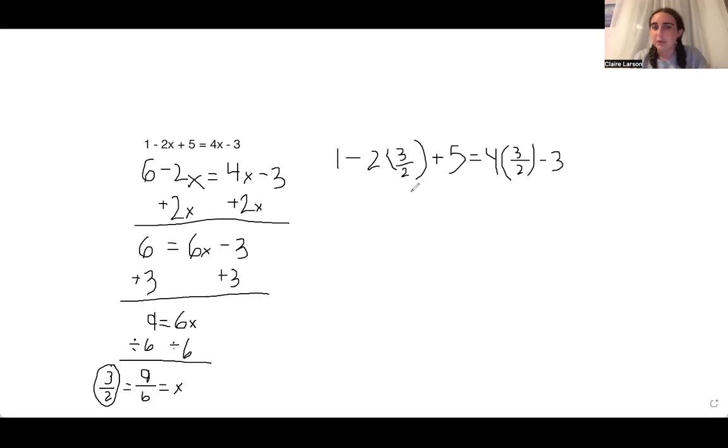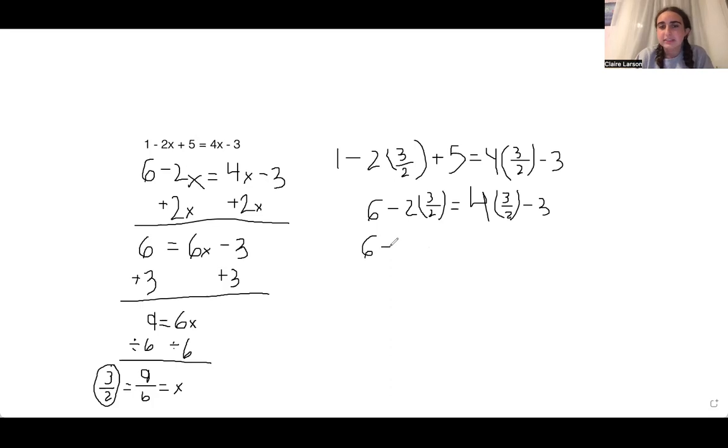Okay, so the first thing I'm going to do is combine 1 and 5. So I'm going to get 6 minus 2 times 3 over 2 equals 4 times 3 over 2 minus 3. Okay, so now we're going to multiply.